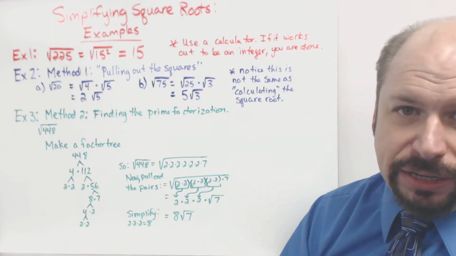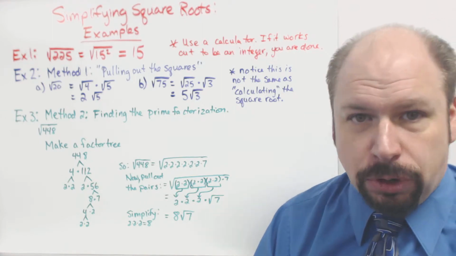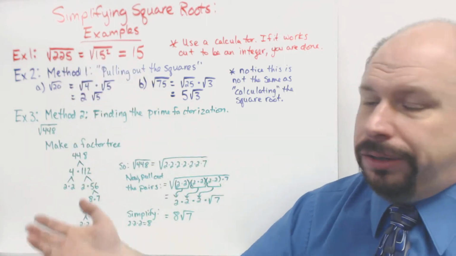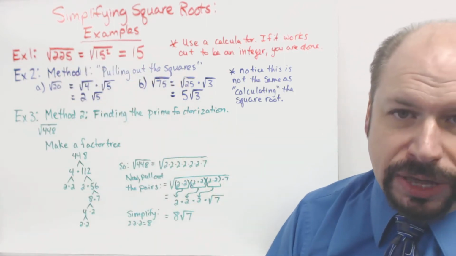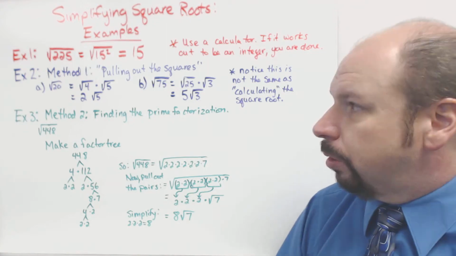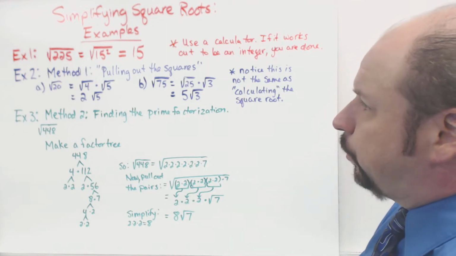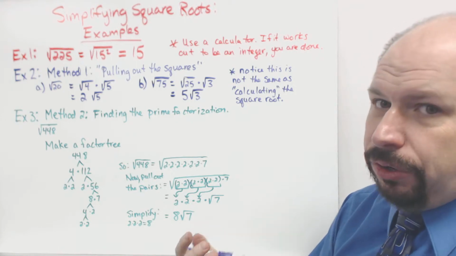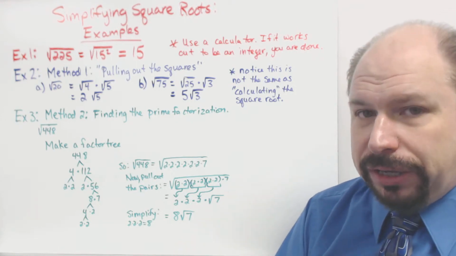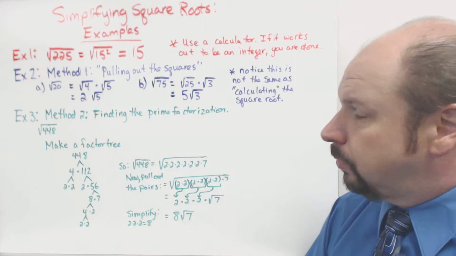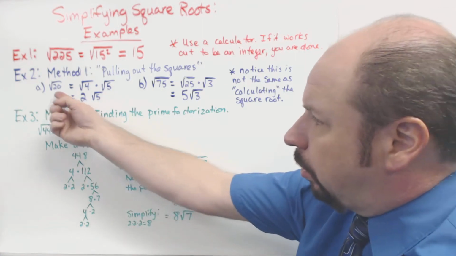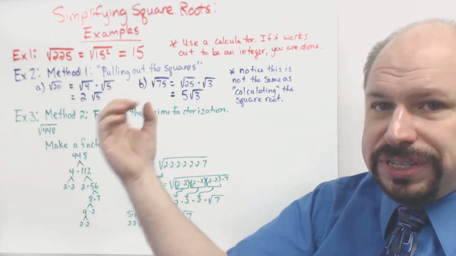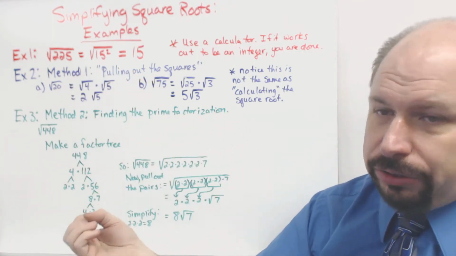For example, 16, you probably know is 4 times 4 already. So if you had a problem that said the square root of 16, you wouldn't need to get out a calculator to do that. Hopefully you would just recognize that as 4. Example 2, here's our first method of now simplifying a radical. Notice there's a difference between simplifying and simply calculating. Okay, so here we could find a decimal approximation for this, but when we're simplifying, we want the exact value.